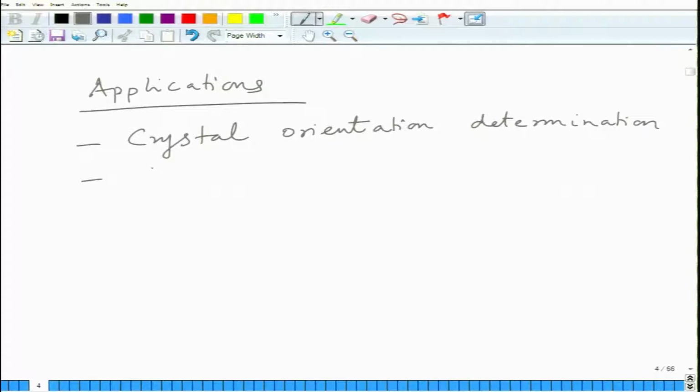It is also useful for determination of crystal perfection, because from the size and shape or distortion of spots one can determine the crystal perfection. Okay.